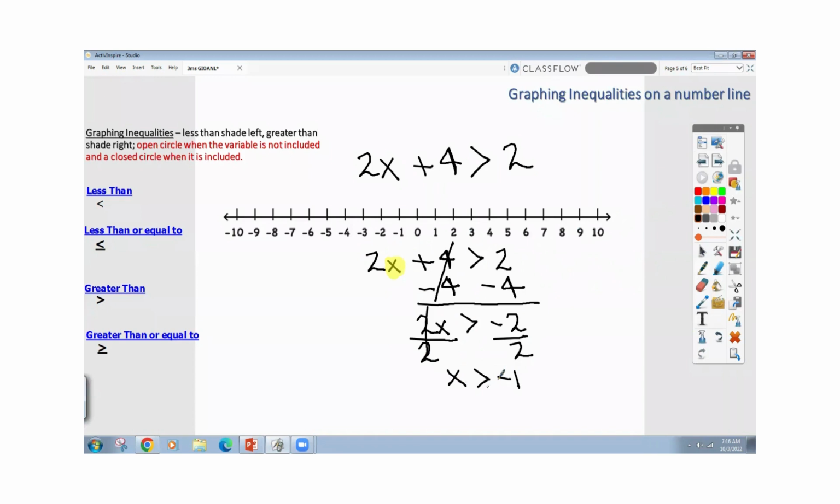This is where I focus, so I'm going to go to the number -1. I notice there is no line underneath this, so that means this is an open circle. So I stop at -1, create an open circle, and I think about what numbers are larger than -1. That's 0, 1, 2, 3, everything to the right of it. So I would shade everything in this direction.